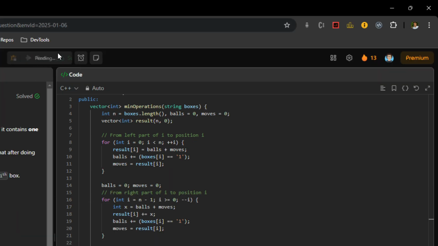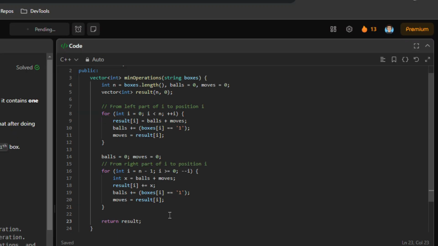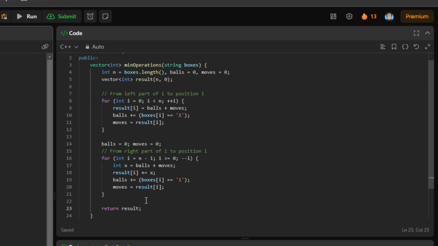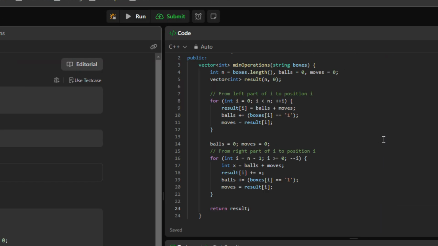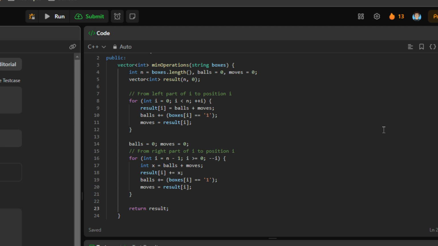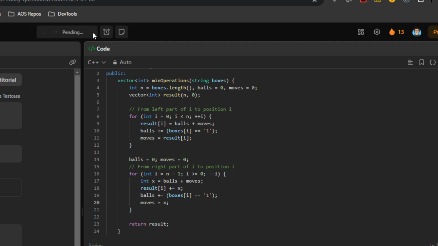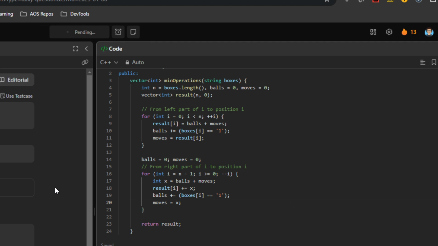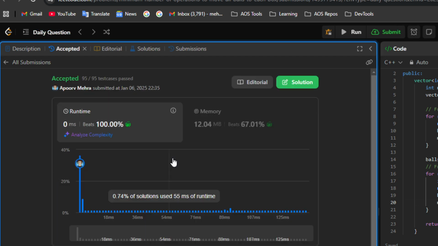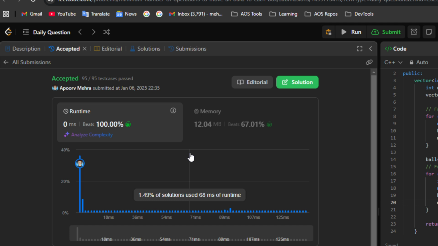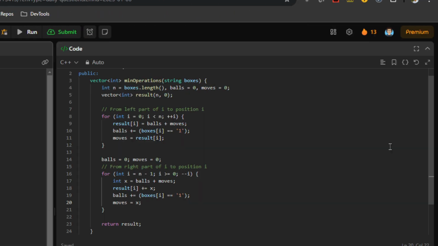As you can see, this solution is O of n. So I think it should pass. It is giving wrong answer. Why? Oh, I'm sorry. This is not equal to result of I, this will be plus x. And we got an accepted solution. So this is an O of n solution.